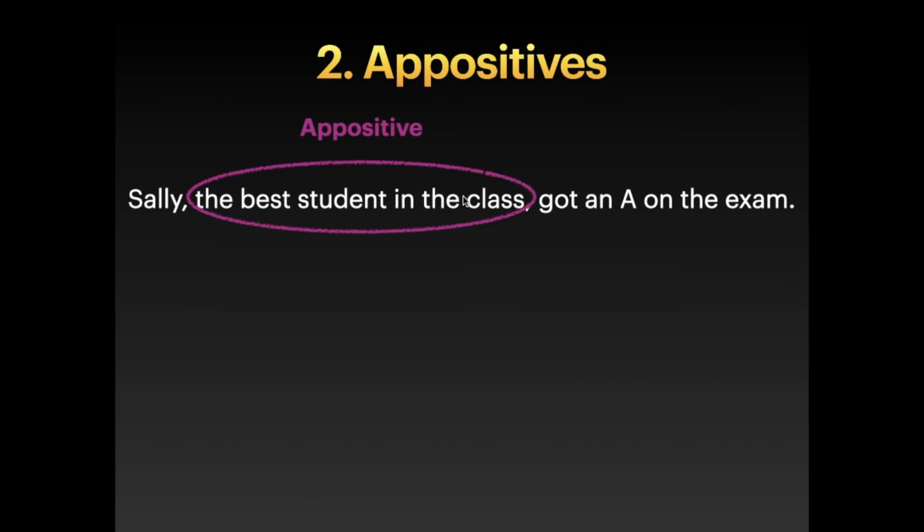Because this is extra information, we could erase it and there will be no problem. Sally got an A on the exam. Entonces, si le quitamos esto, todavía tiene sentido y todavía tenemos nuestro sujeto Sally y nuestro verbo got, right? We have to be careful of not thinking that Sally is one subject and the best student is another subject. O sea, no tenemos doble sujeto, yes? Porque esto no es un sujeto, es un appositive.